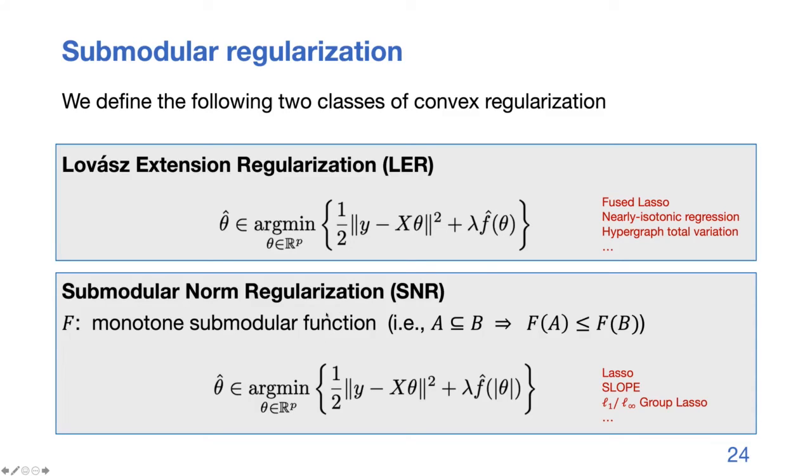Here we assume that the underlying submodular function is monotone, in the sense that this inequality holds. Then the omega of this class of regularization estimator is obtained by passing absolute values to the Lovász extension of the submodular function. This class contains lasso, slope, a particular version of group lasso, and so on. Okay.